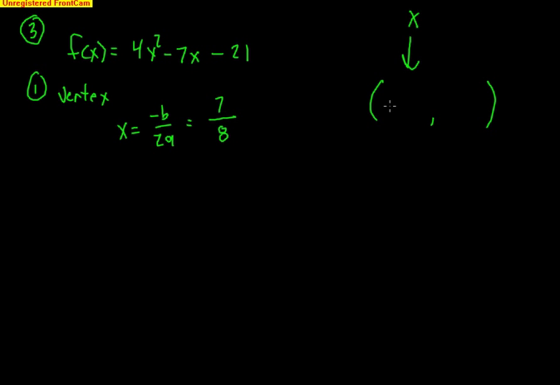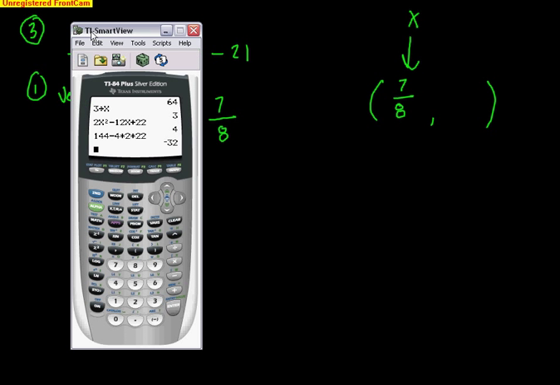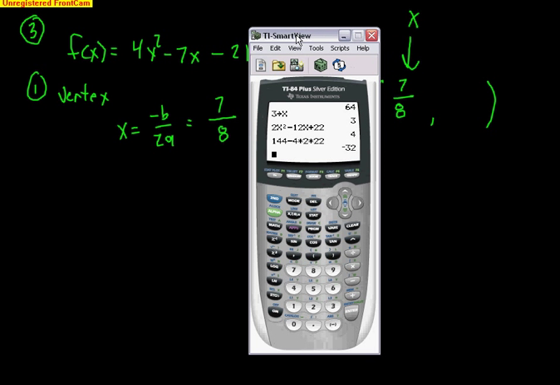And this is definitely where the calculator is going to come in handy, because I don't want to try to plug in 7 eighths by hand. I'd much rather let the calculator handle that 7 eighths for me. So I'm going to tell the calculator, let 7 eighths store as x. So right now the calculator thinks it's the decimal 0.875. That's 7 eighths. And then I'm just going to type in 4x squared minus 7x minus 21. I think it was 21, yeah.